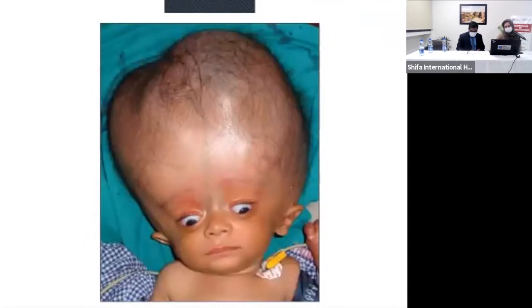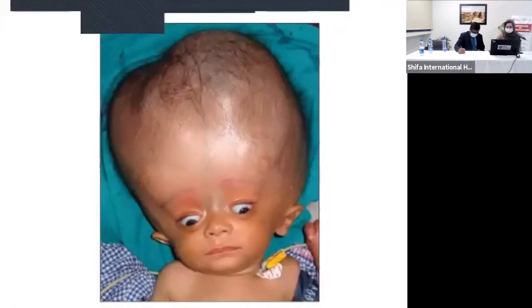This is a child with an enlarged head, with a large fronto-occipital circumference, thin scalp and dilated scalp veins, with a sunset appearance of the eyes, a downward gaze and lid retraction.